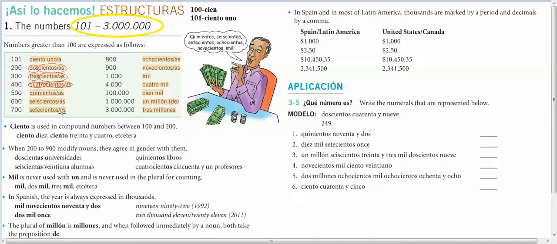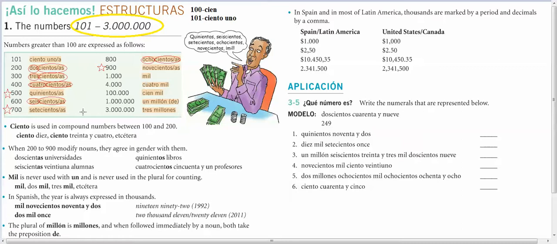5, 7, and 9 are the ones that aren't going to quite fit the pattern. So 5, 7, and 9, you're going to have to memorize because they're different. But 6 does it. 6 is seis, so you have seis plus cientos. And then if you go to 8, you have ocho for 8 plus cientos. That's how you get 800.